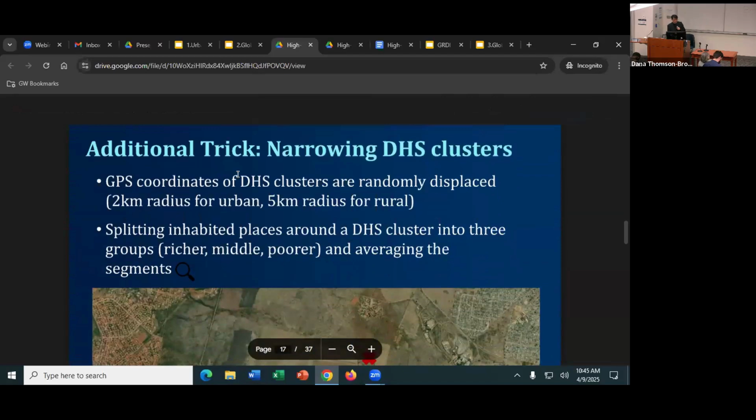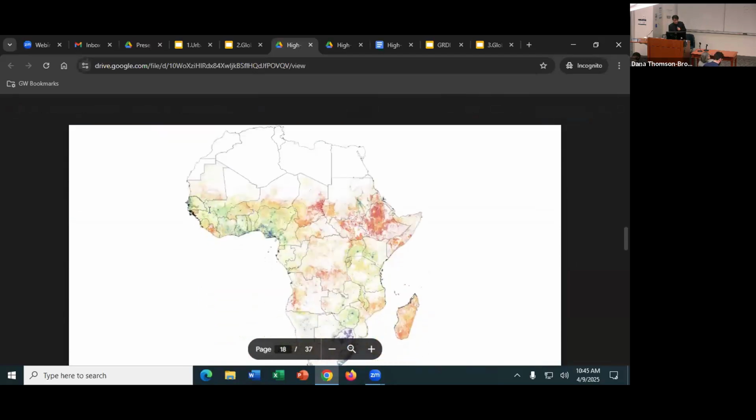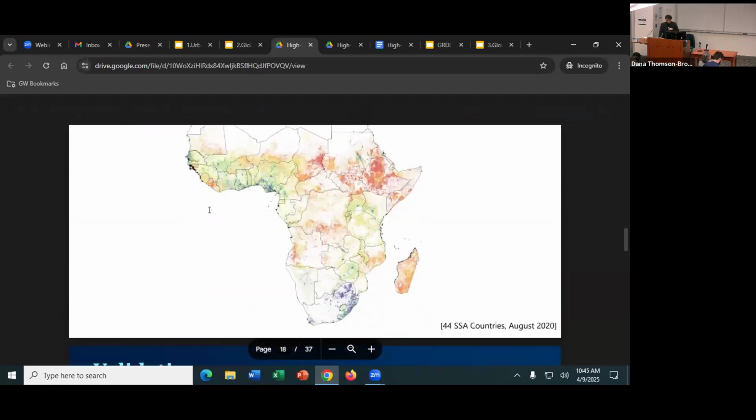I used some additional tricks to narrow down DHS clusters. Let me skip it for now. So that's how I created high resolution poverty maps for sub-Saharan Africa. But we cannot use it without proper validation, because without validation, a machine learning model is just fancy, sophisticated trash. A computer game at best. So we need thorough validation of the prediction model.